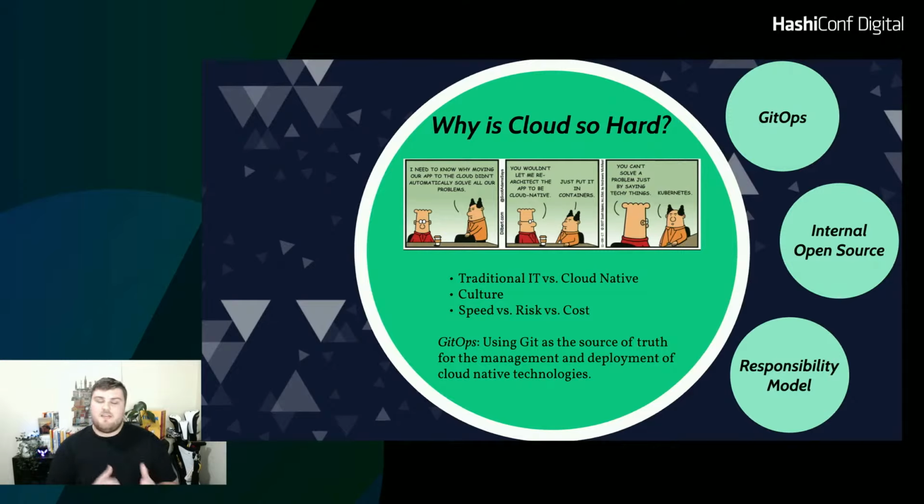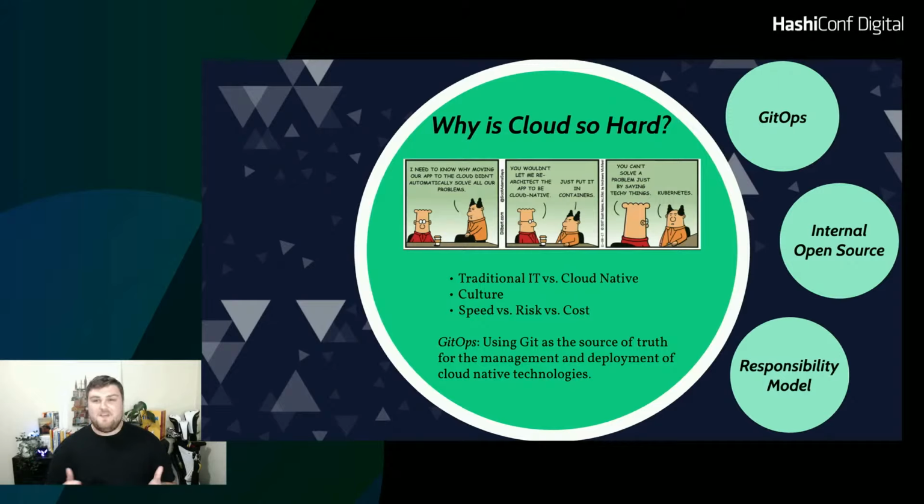And there's a couple of characters in this comic that we see. We have an architect and an executive. The executive says, why hasn't cloud fixed all of our problems? The architect comes back and says, well, you didn't let me re-architect that to be cloud native. The executive, trying to sound like he knows what's going on, just responds with, just put it in containers. The architect comes back and says, you can't just say tech things and think it solves our problems. And the exec just responds with Kubernetes.